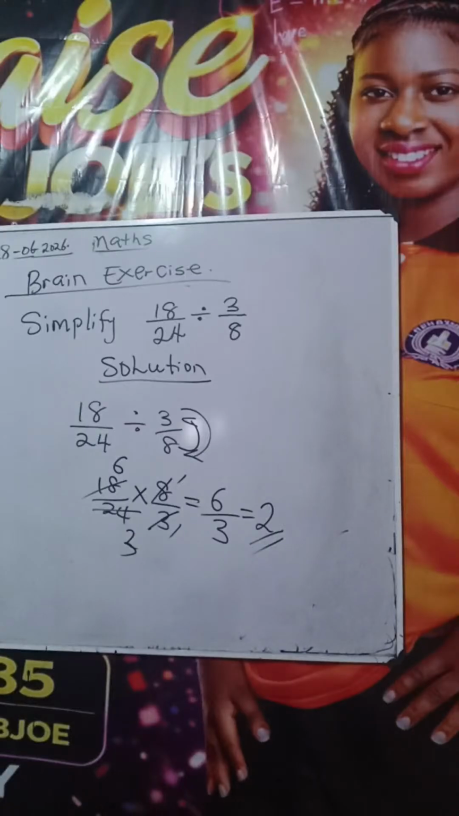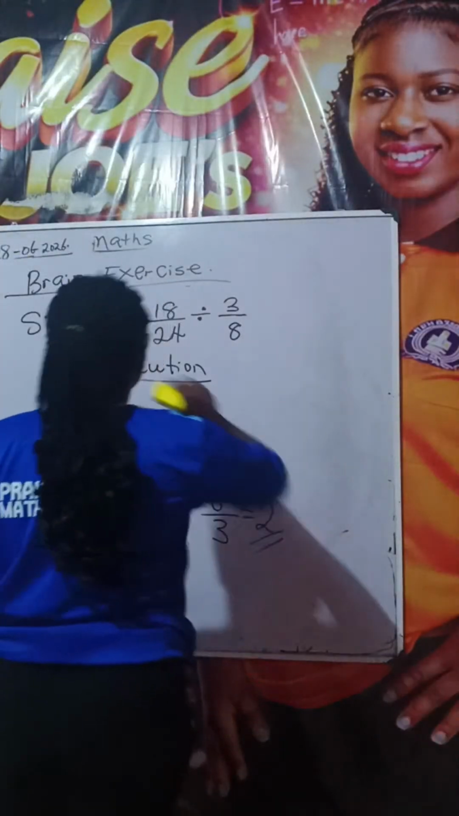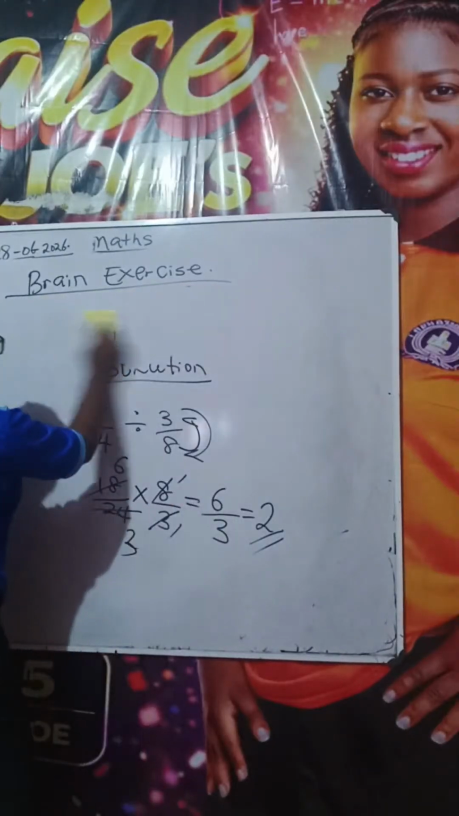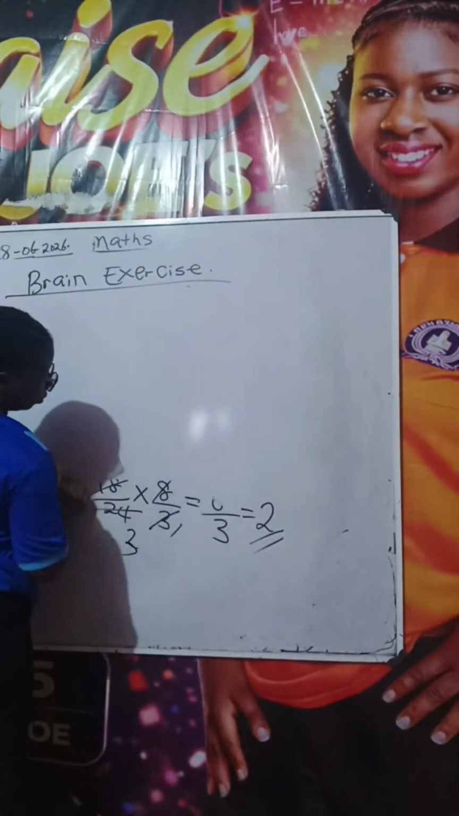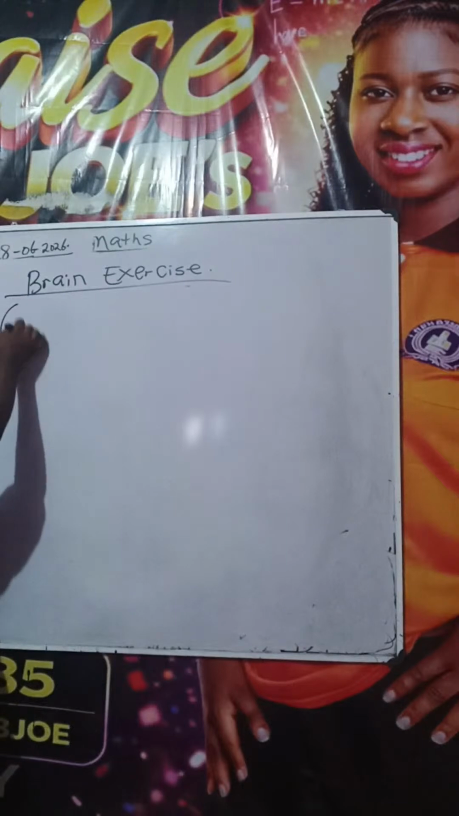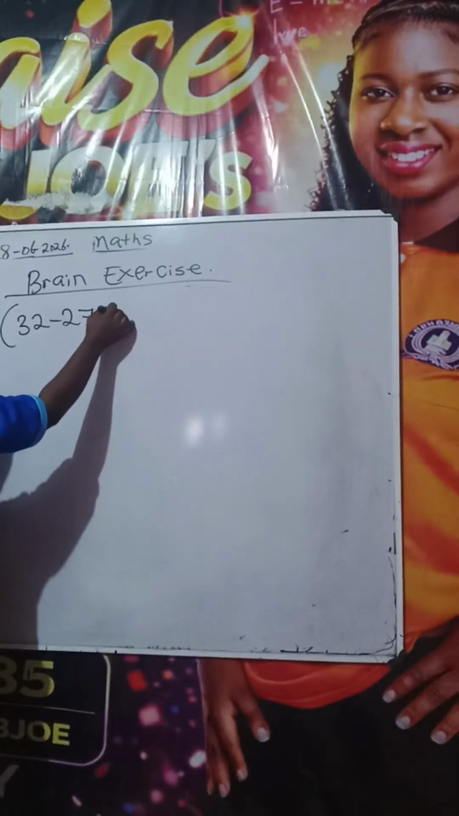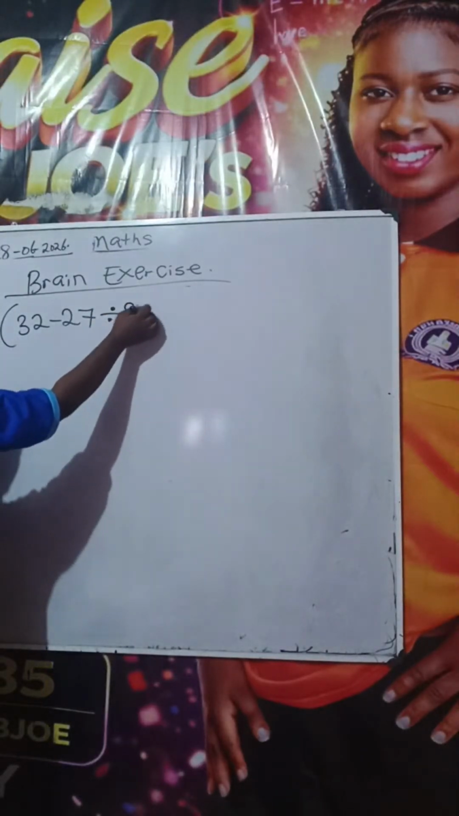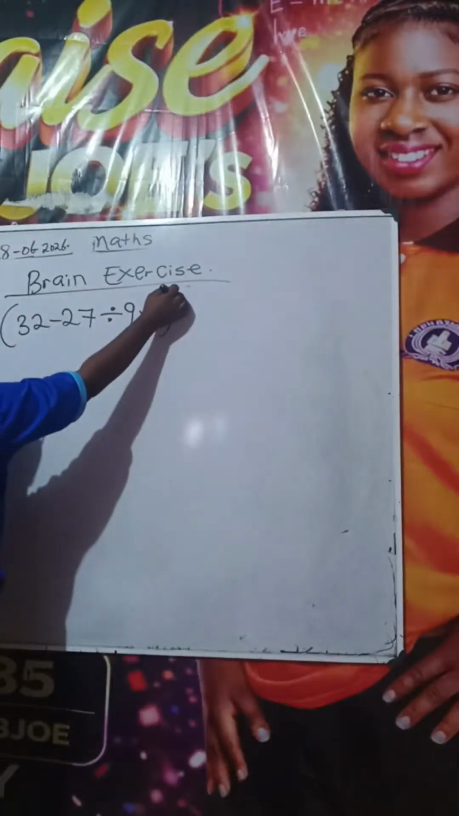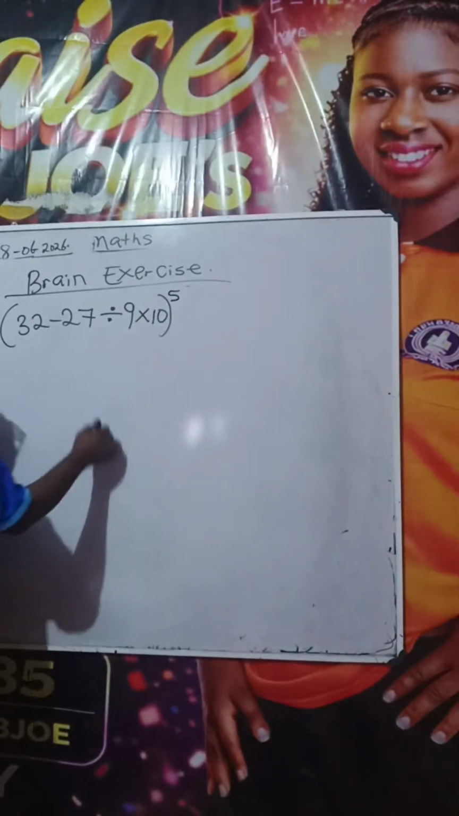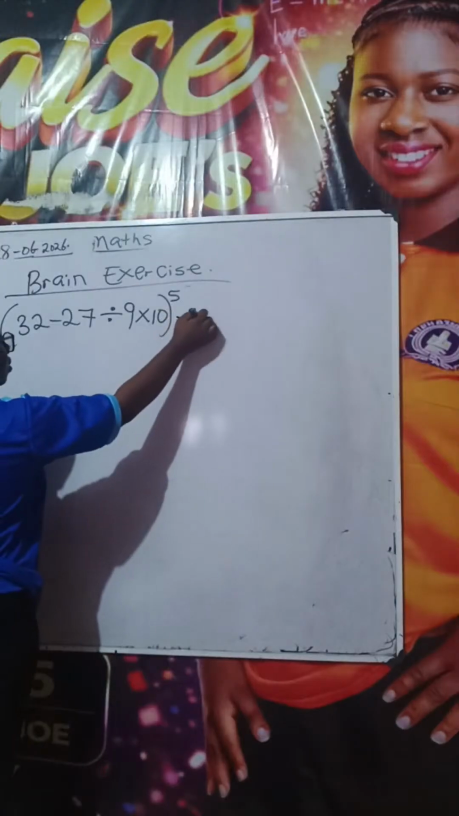Okay, next question is here. Are we ready for this one? I have 32 minus 27 divided by 9 times 10, all raised to the power of 5, minus 4 square.